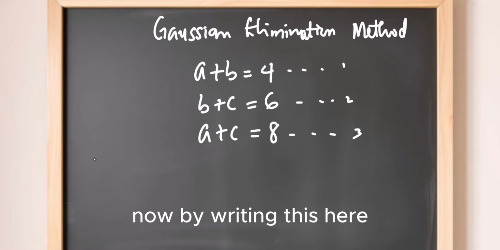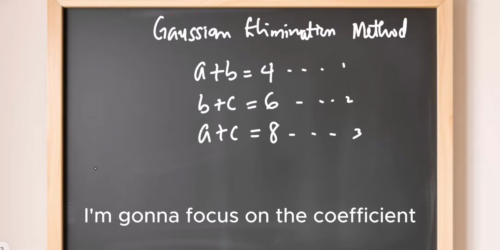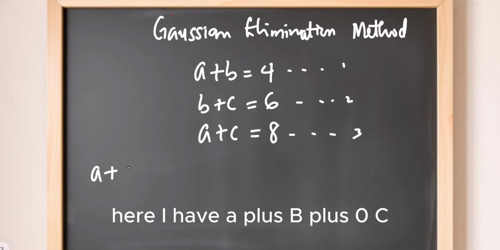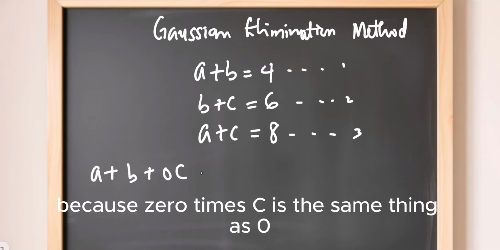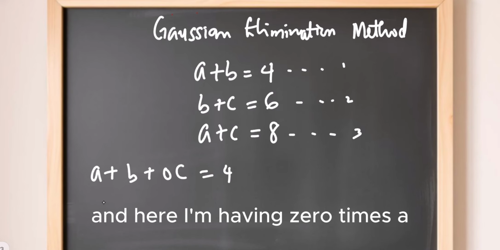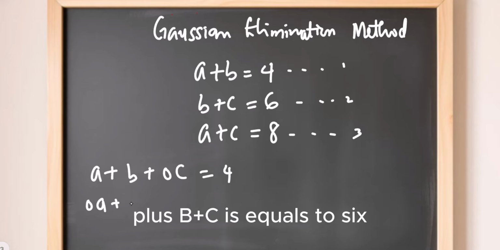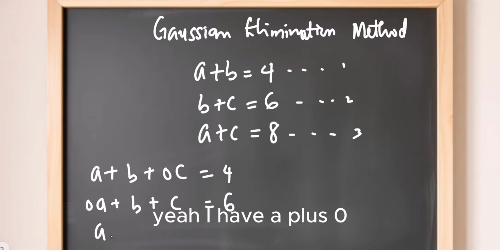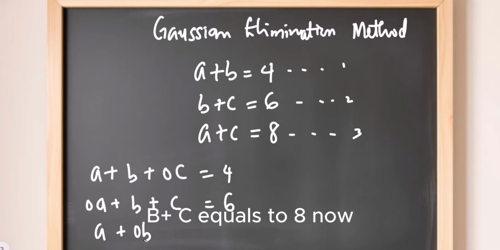Now, by writing this here, I'm going to focus on the coefficients. Here I have a plus b plus 0c, because 0 times c is the same thing as 0, equals 4. And here I'm having 0 times a plus b plus c equals 6. Here I have a plus 0b plus c equals 8.